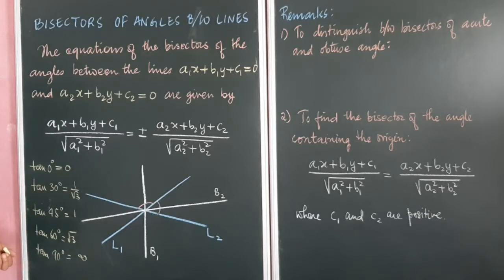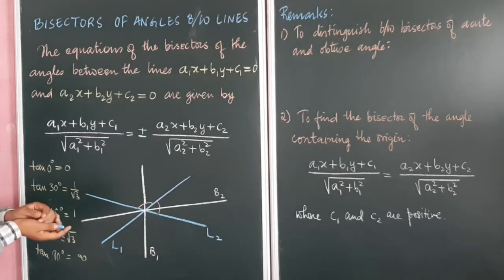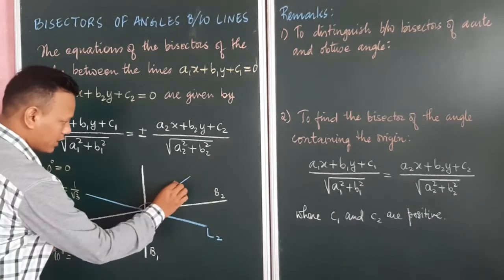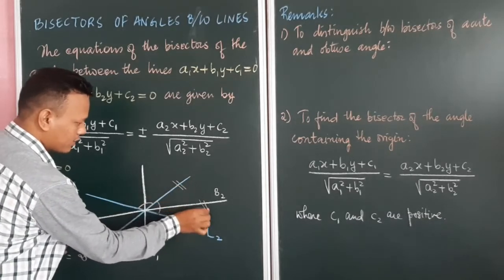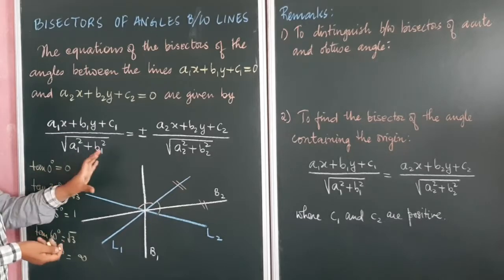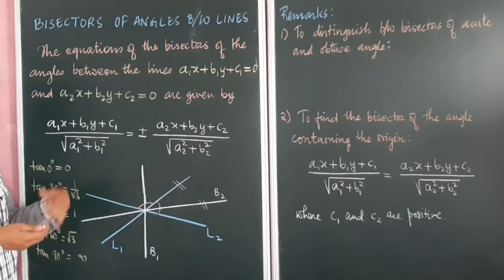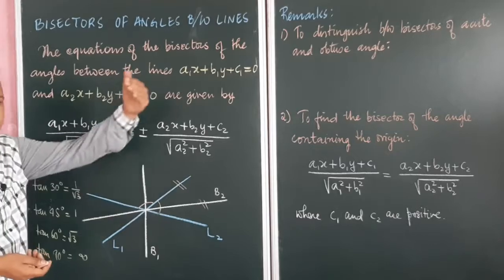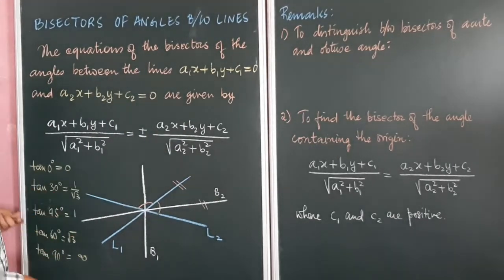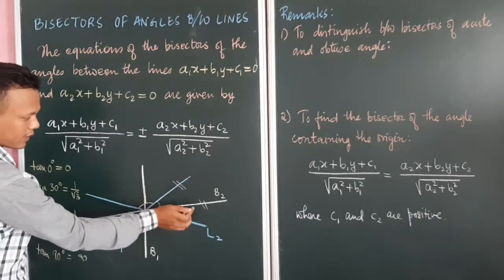Pay attention here carefully. You will be able to find the equation. For example, let me consider this line and this line. First you need to find both the bisectors, and after that you verify which one is the bisector of the acute angle and which one is the bisector of the obtuse angle. For example, let me take this line and this line.